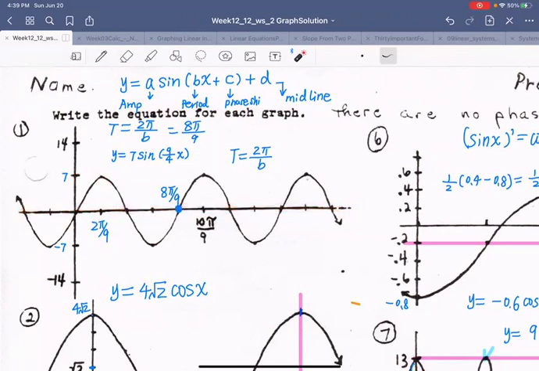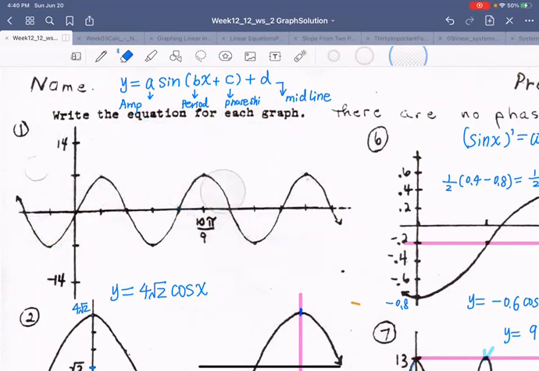Let's summarize the way to do this question. Number 1, find your midline. That's 0. Number 2, amplitude is 7. Number 3, by reading here, you find out your T equals 8 pi over 9 equals 2 pi over b. You figure out your b. Number 4, write down the equation. Any question? No. Are you sure? Go ahead and repeat what I show you.